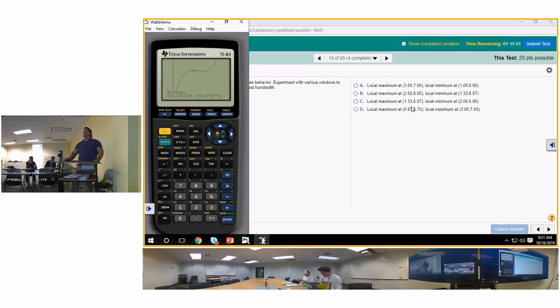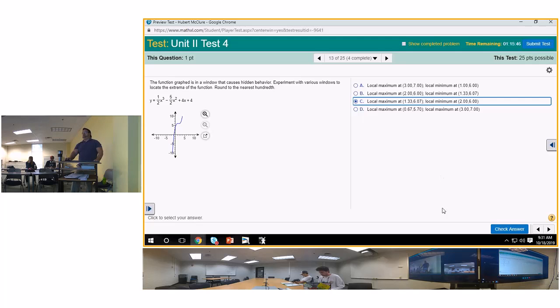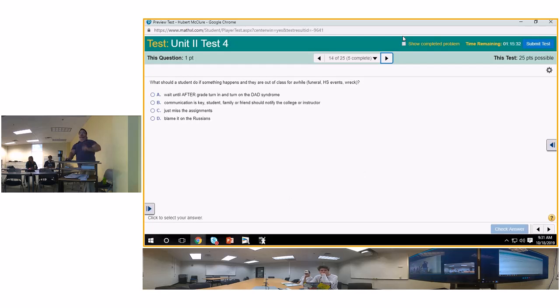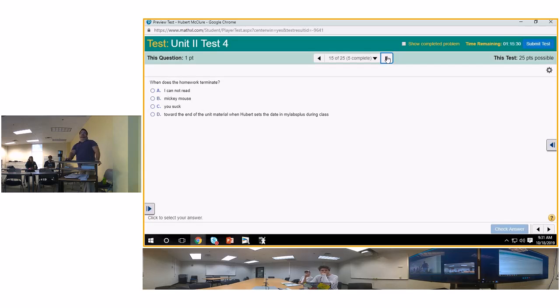So it's okay, you only need to pull up one, don't you? I'd say it's C because I don't see another 1.33 for a local max. Y'all? So that's probably your answer. Next.